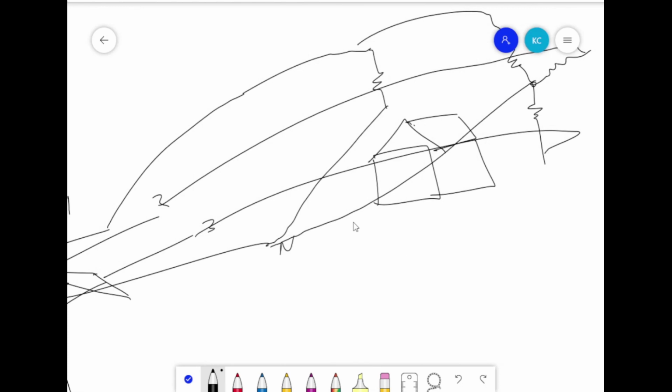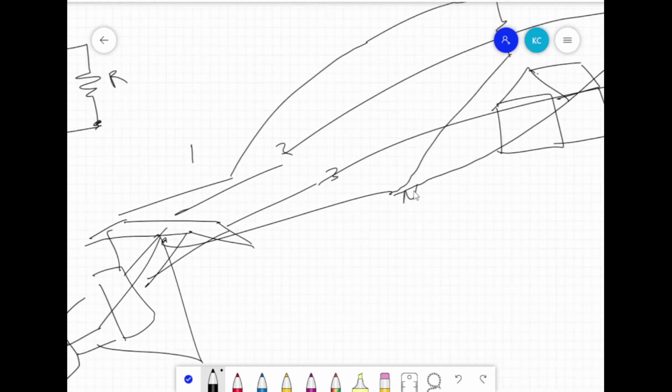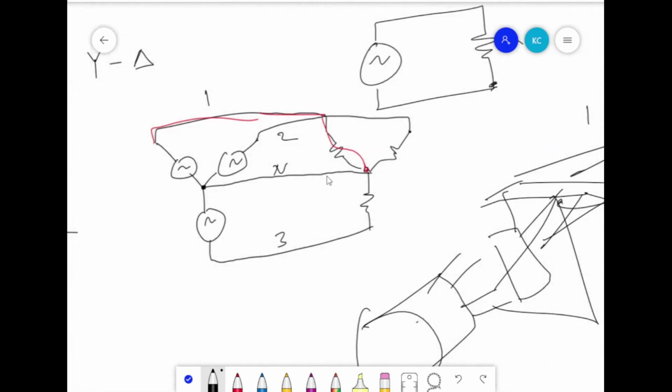You don't need, every circuit doesn't need a return wire. You can return everything at the neutral point. You can connect these 2 points together and produce a 0 voltage on this line here.